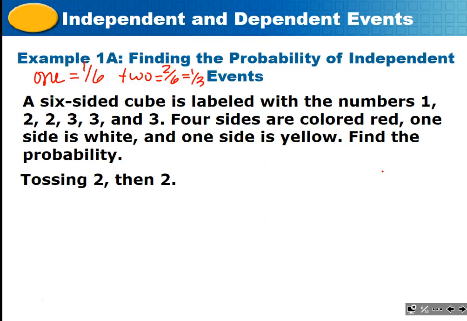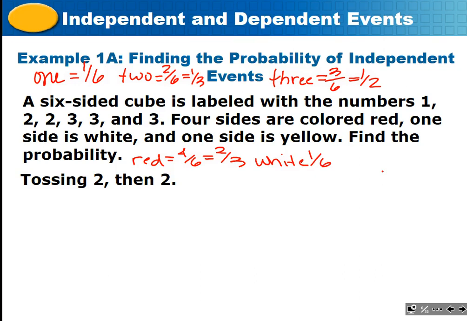And then we have 3. I'm going to write the word 3 again. This one appears 3 times, so that's 3/6, and that's 1/2. Now let's talk about the colors. We have red, and it says that 4 of the sides are red. So again, that's 4/6, which reduces to 2/3. Then we have 1 that is white, so white is 1/6. And 1 is yellow, so yellow is again 1/6.